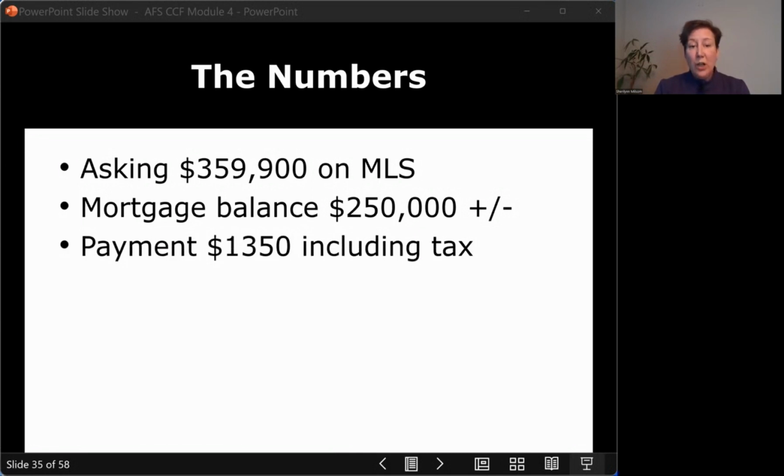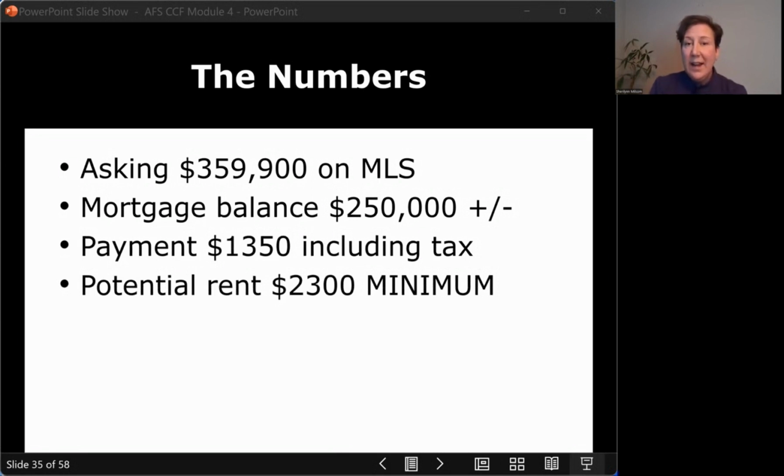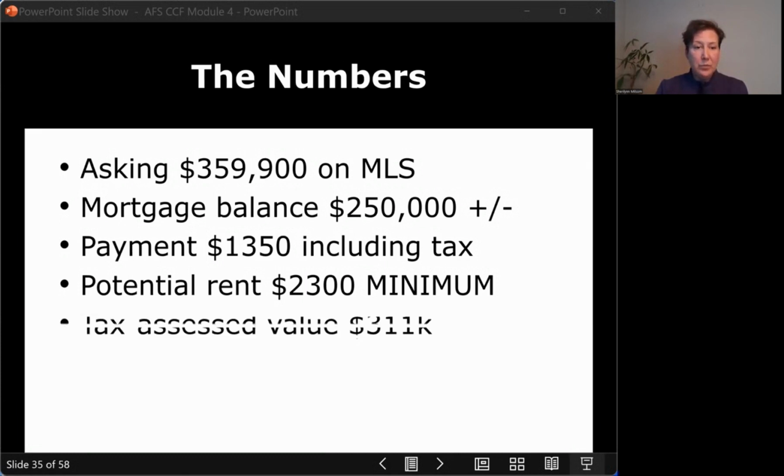The payments were $1,350, including property tax. And as a legally suited house, the rent would likely be at least $2,300, at least. This was a 1960s house, and all of my 1960s legally suited houses rent for more than $2,300. So that's why I have $2,300 as a minimum. So that definitely covers your mortgage and taxes and insurance.